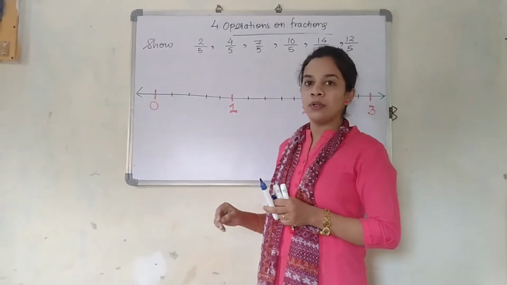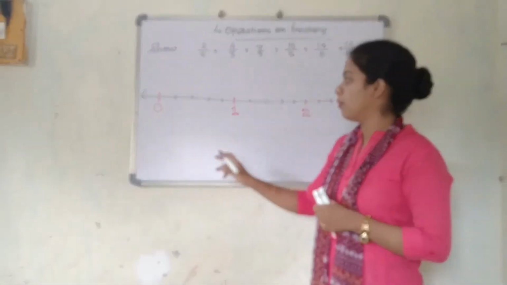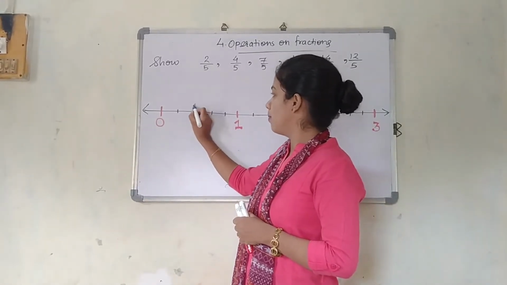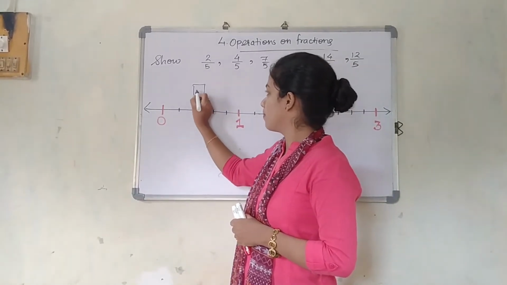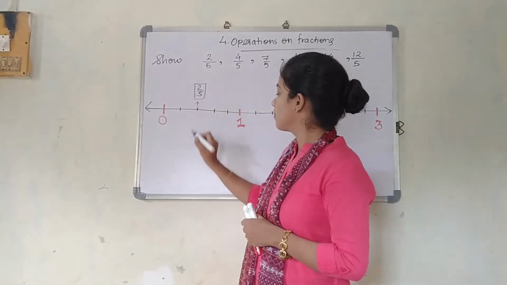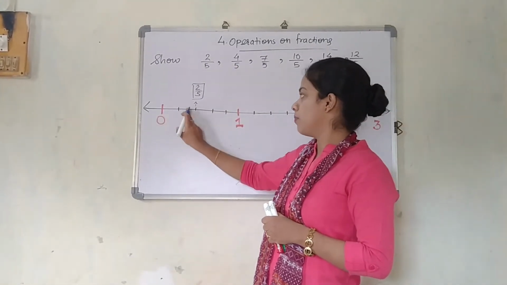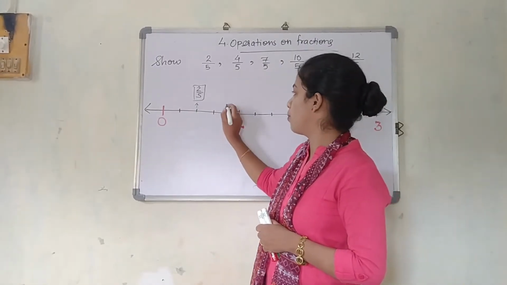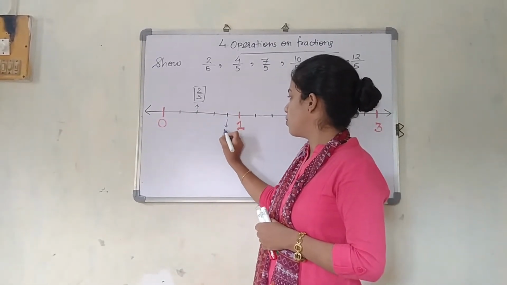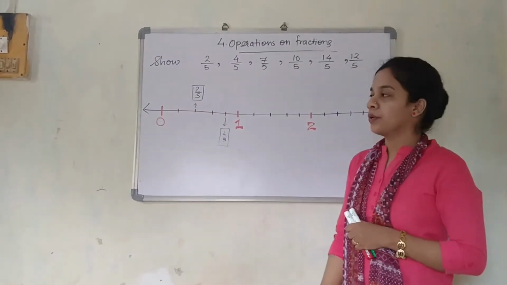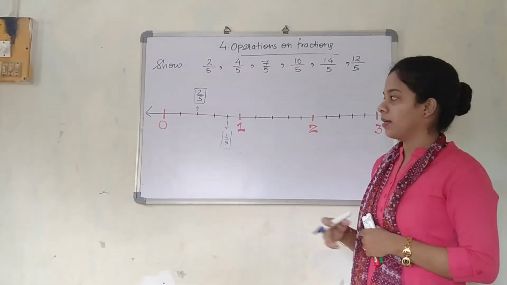Now we are going to start with 2 upon 5. How are we going to do 2 upon 5? From 0 if you start, this will be 1 upon 5 and this number will be 2 upon 5. Then 4 upon 5. If this is 2 upon 5, start from here again: 1 upon 5, 2 upon 5, 3 upon 5, 4 upon 5. If you want, you can mention downwards, no issue.